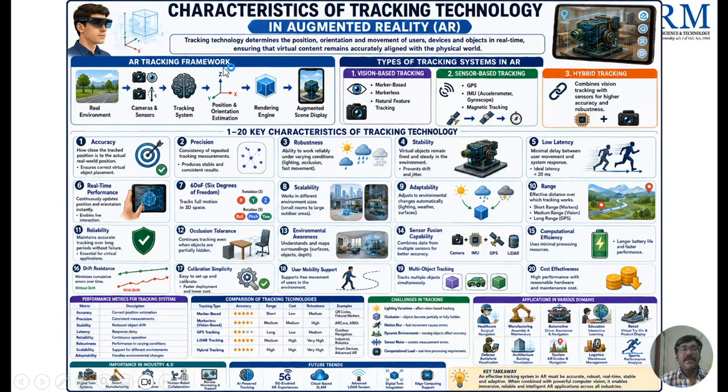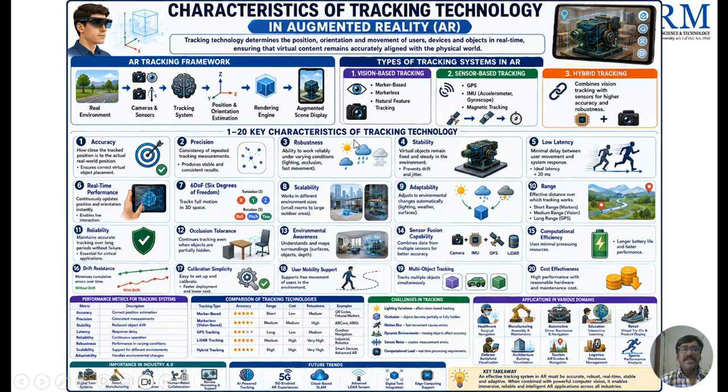An AR tracking framework has a real environment, and we have a sensor to capture the images, and then the tracking system estimates the position and orientation, and the virtual object is rendered. Then we are creating the augmented reality. It may be classified into 3 types: vision-based, sensor-based, and hybrid tracking. So these are the 3 different tracking methods used in augmented reality.